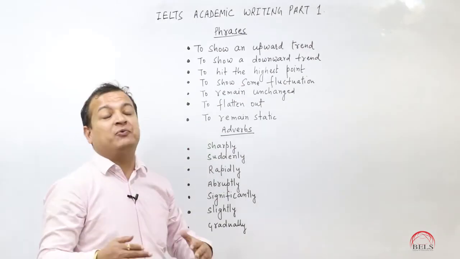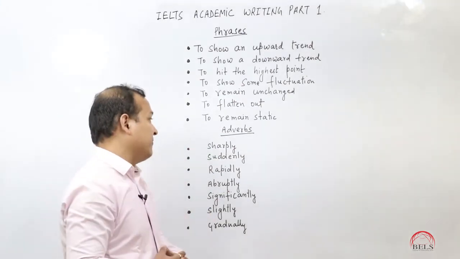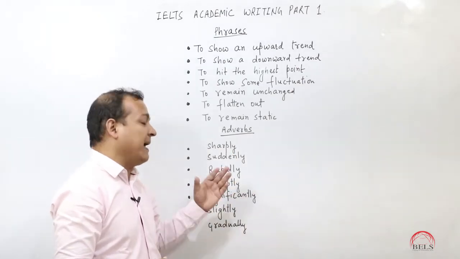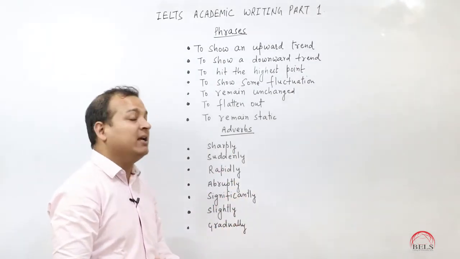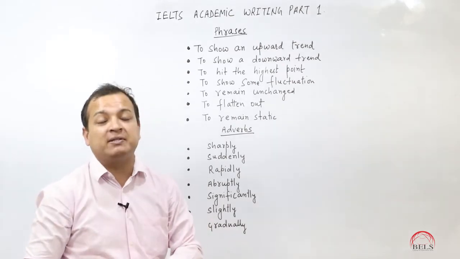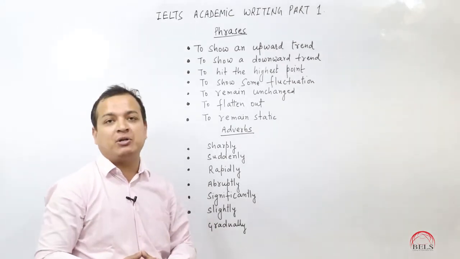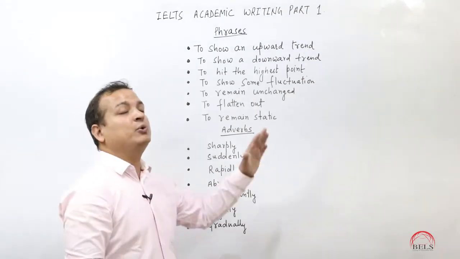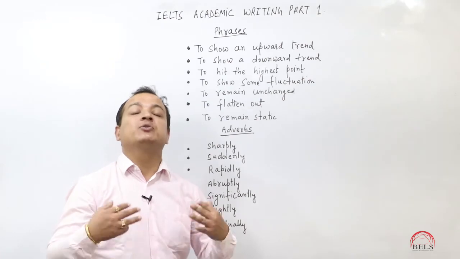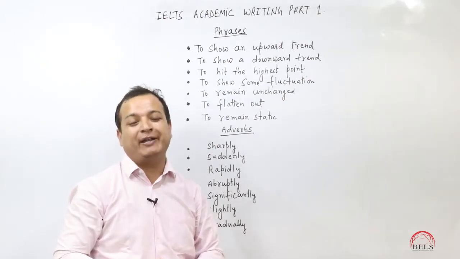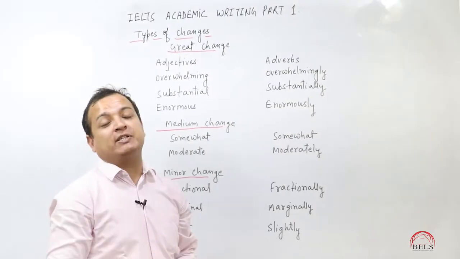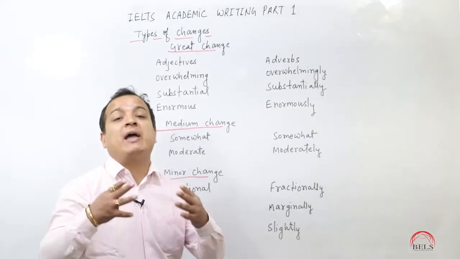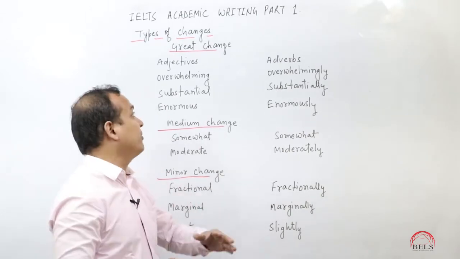If you want to use an adverb, you can simply say sharply, suddenly, rapidly, abruptly, significantly. However, there was a significant rise in the population of China and India. This is the example. Slightly and gradually. So you can use any of these vocabularies to make your Writing Part 1 effective. There are some changes you will see in the graph where you have to use a particular vocabulary. So I have mentioned here some vocabularies for you.